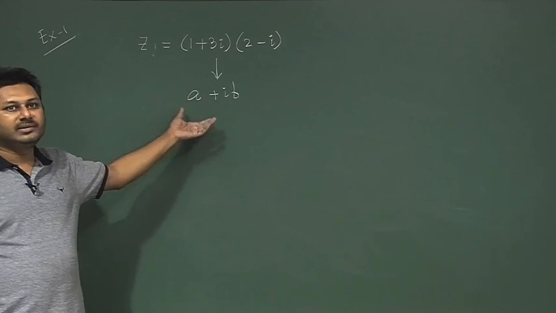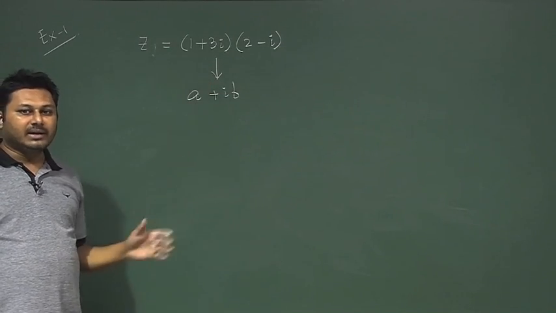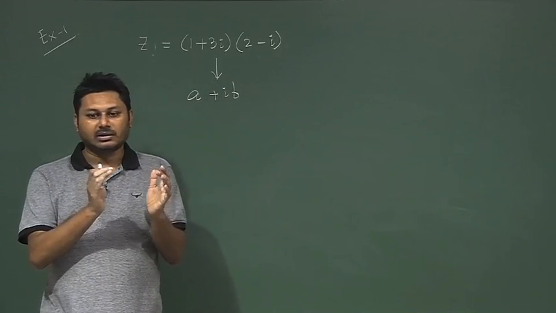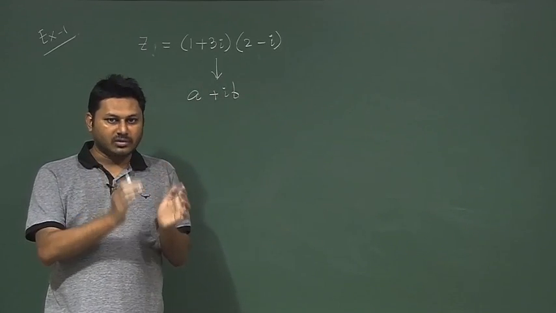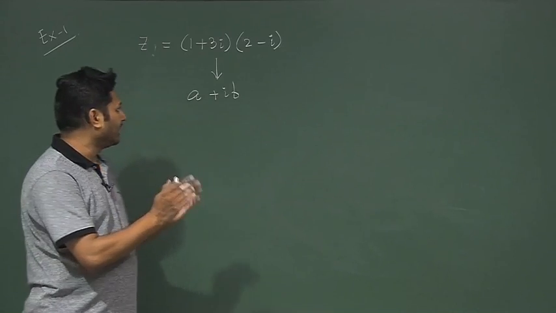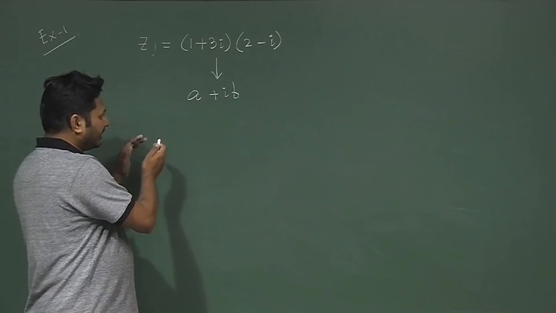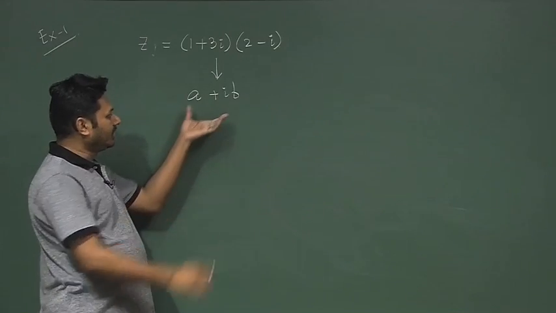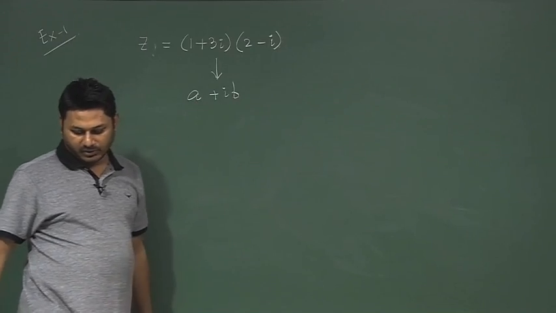So, the procedure is the same: you multiply, you take something which is imaginary, and you take something which is completely real, and separate out with a plus ib and calculate that. Okay.